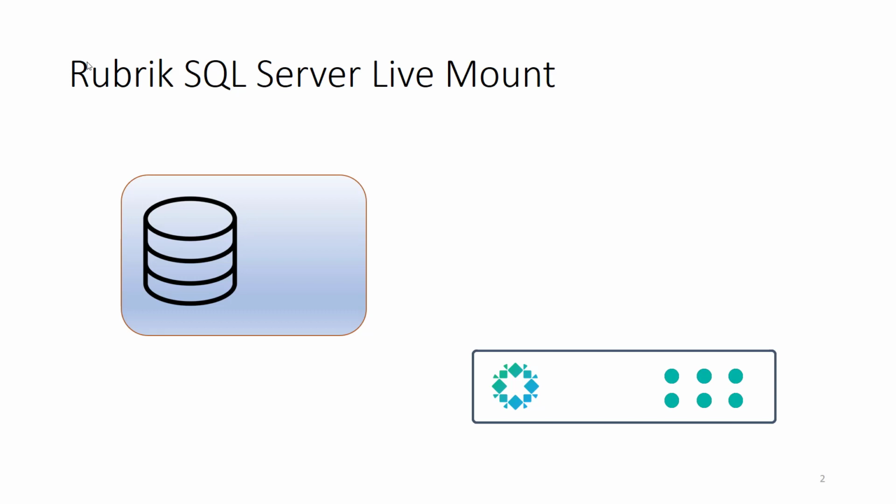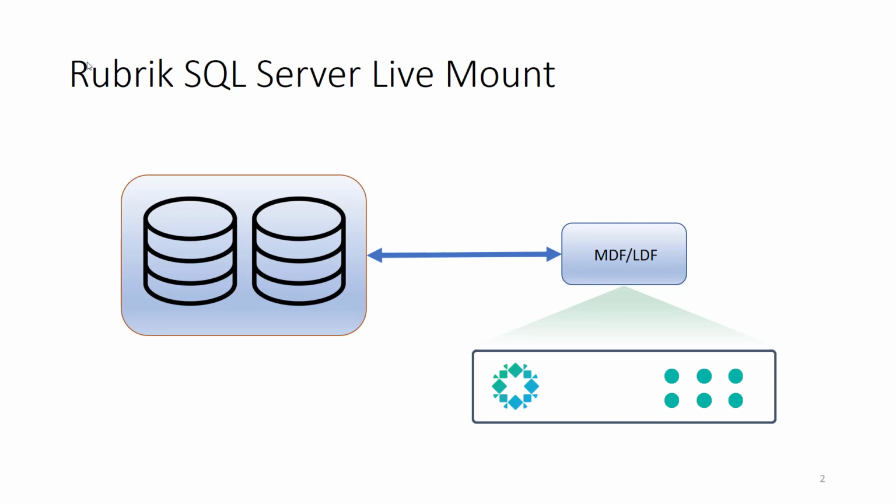Unlike traditional restores, live mount doesn't require us to transfer large amounts of data back to our production storage. In fact, it doesn't require our production storage at all. Instead, it uses the storage and resources located on the Rubrik cluster. Basically, Rubrik takes any restore point and presents the MDF and LDF files located on our Rubrik cluster to any SQL server via an SMB share. It then creates a new database, mapping the underlying file structure to the Rubrik cluster.